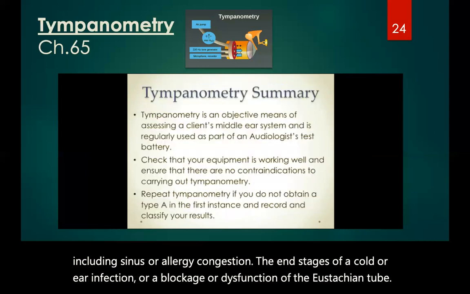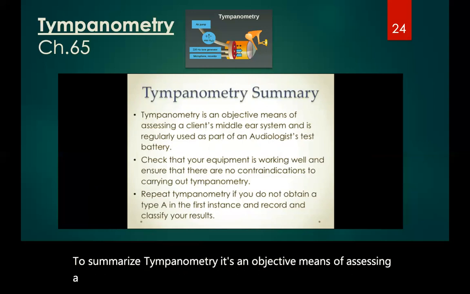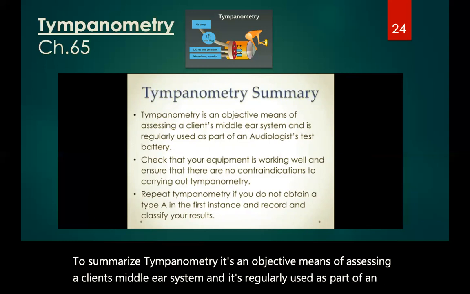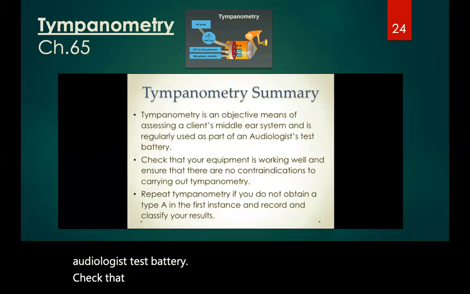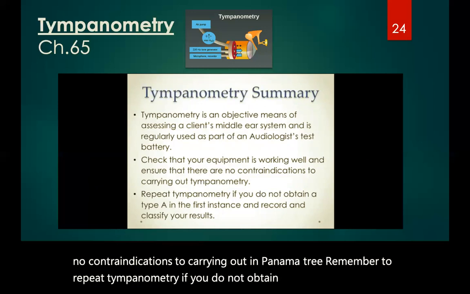To summarize tympanometry, it's an objective means of assessing a client's middle ear system, and it's regularly used as part of an audiologist's test battery. Check that your equipment is working well and ensure that there's no contraindications to carrying out tympanometry. Remember to repeat tympanometry if you do not obtain a type A in the first instance, and record and classify your results.